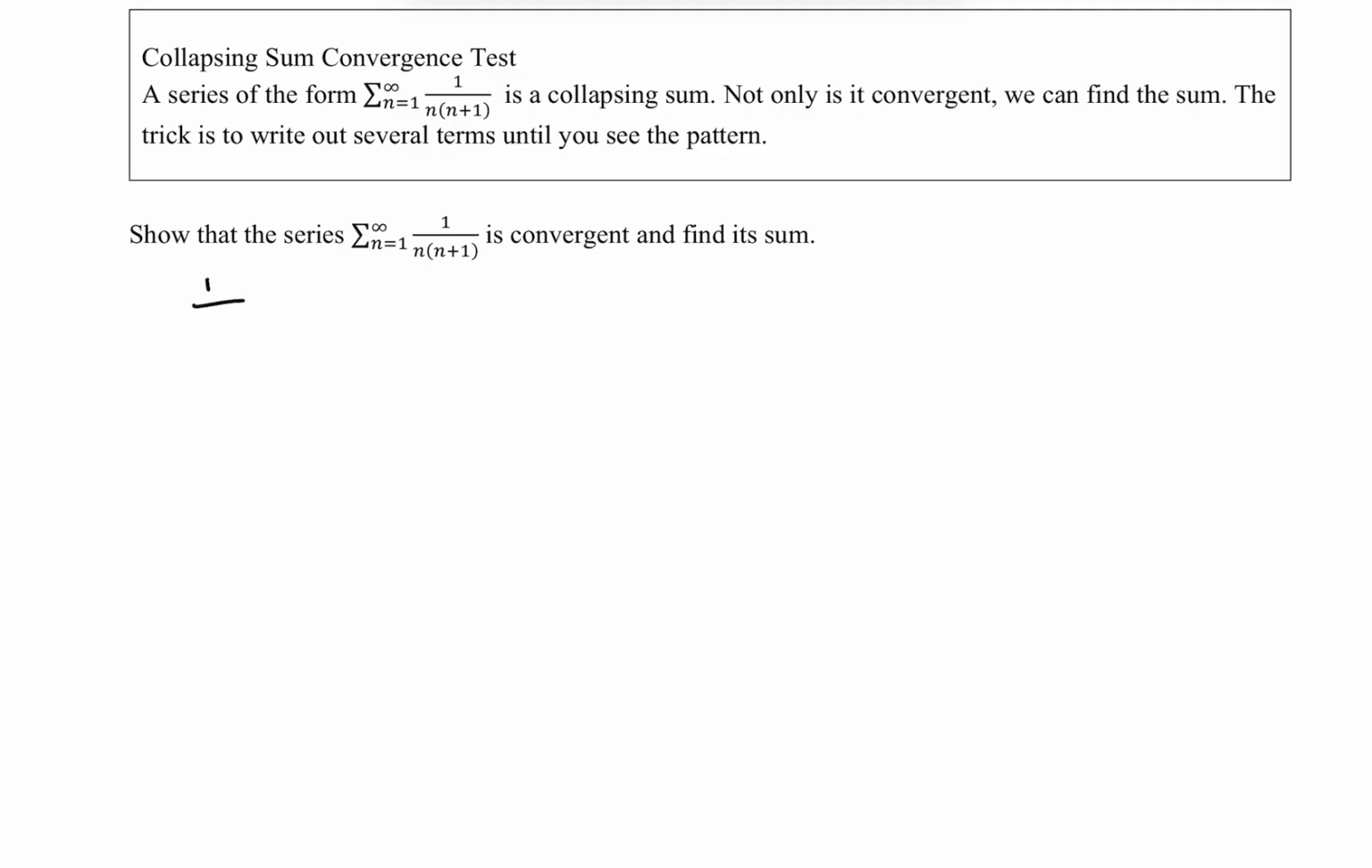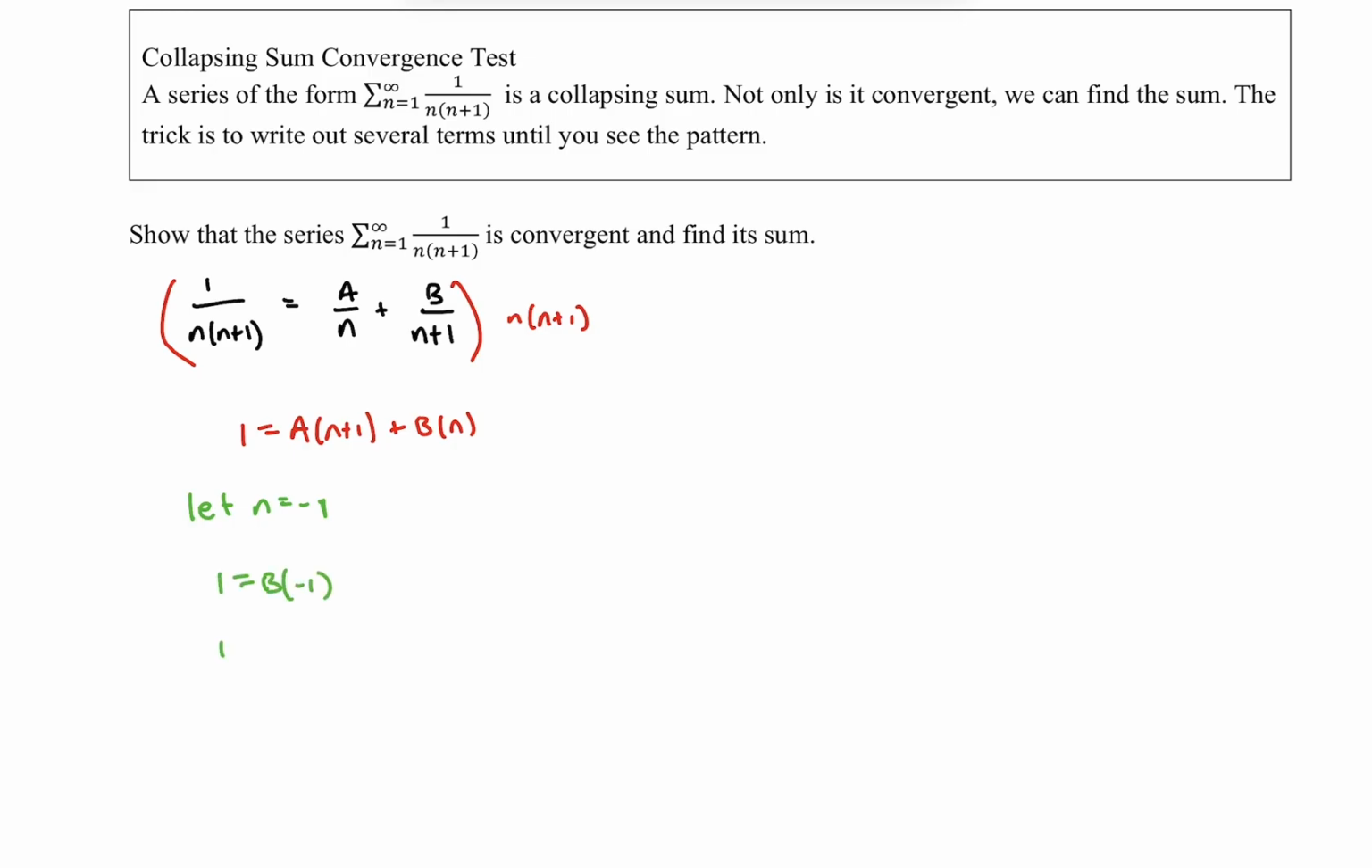So the first thing we need to do here is break apart this fraction. And again, there is a video on partial fraction decomposition, so this is what we're going to do here. Multiply by the product of the denominators, and then we can let n be -1 to start. That will cancel our a value. We get 1 equals b times -1, so b is -1. And then we can let n equals 0, that will cancel our b, and so a is 1.